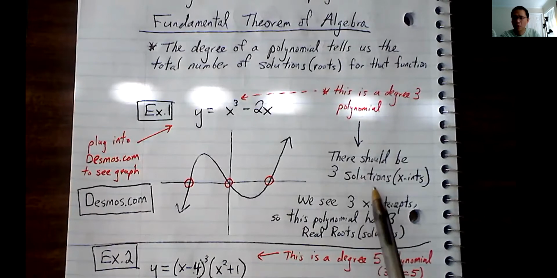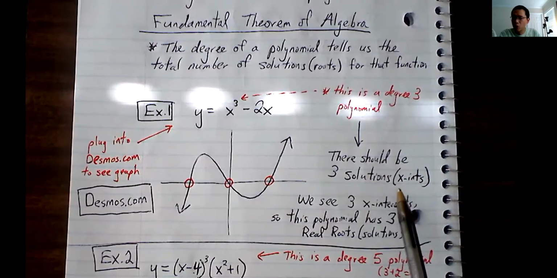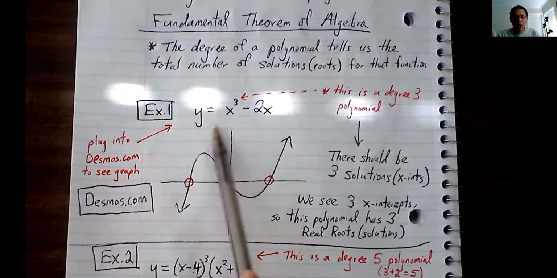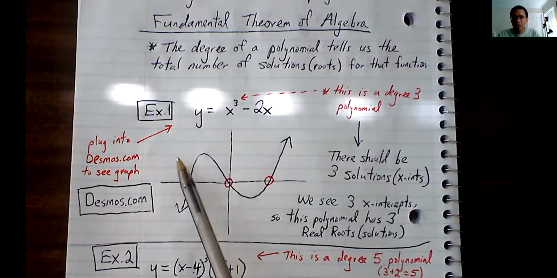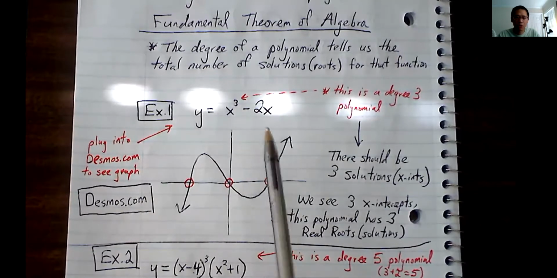When we think of solutions, many times we think of x-intercepts. We're going to go into some more detail as to why not all solutions may be x-intercepts, but the straightforward ones, yes, a lot of times the number of x-intercepts we see is the number of solutions. So I want to show you that. Let's say I want to plug this in the calculator. Either you have a graphing calculator, or if you don't, you can go to Desmos.com. So let me show you.